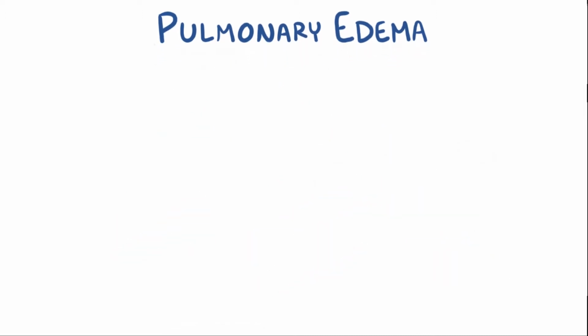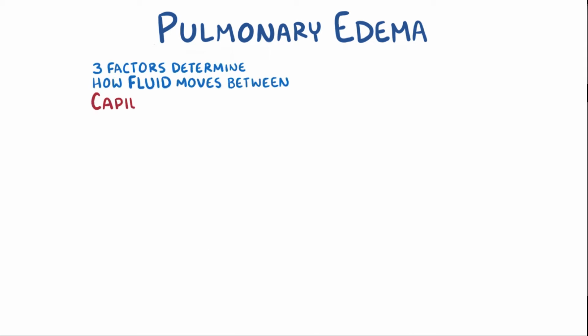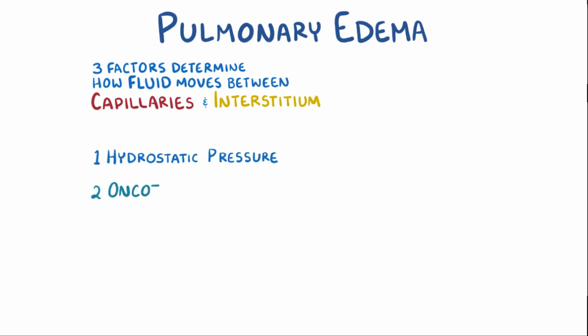To understand pulmonary edema, let's first talk about the three main factors that determine how fluid moves between the capillaries and interstitial fluid, which are the hydrostatic pressure, oncotic pressure, and capillary permeability.